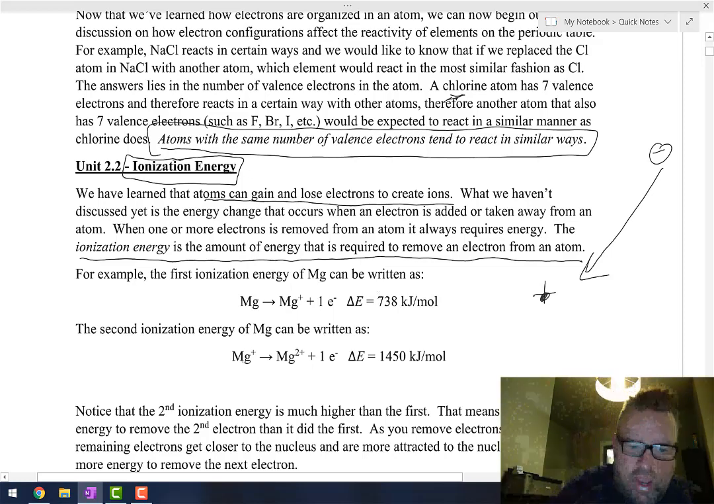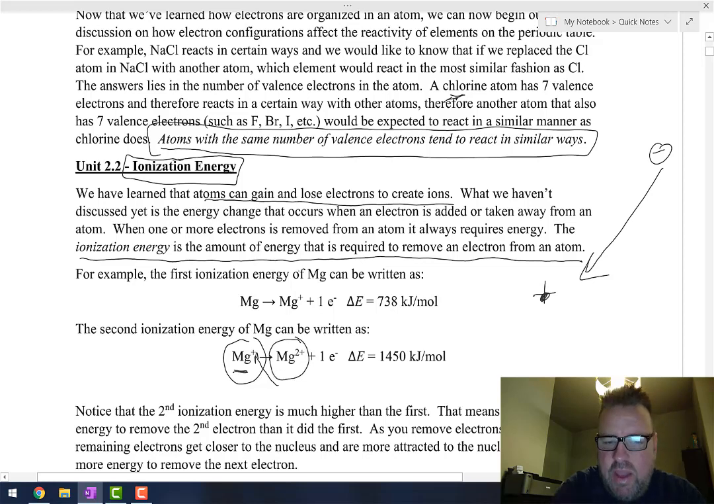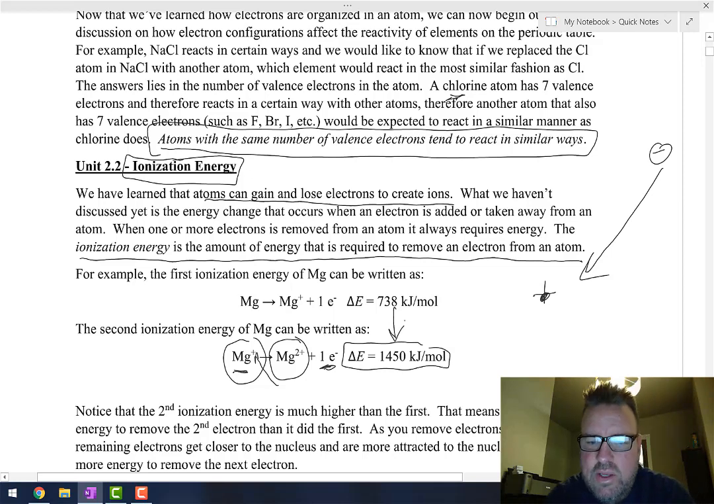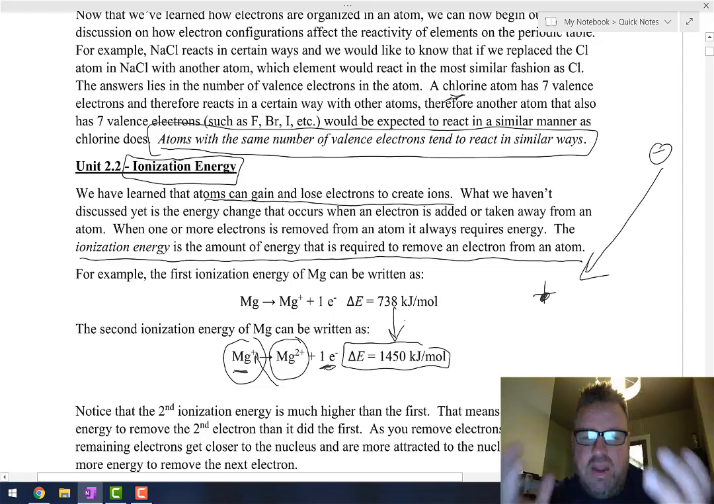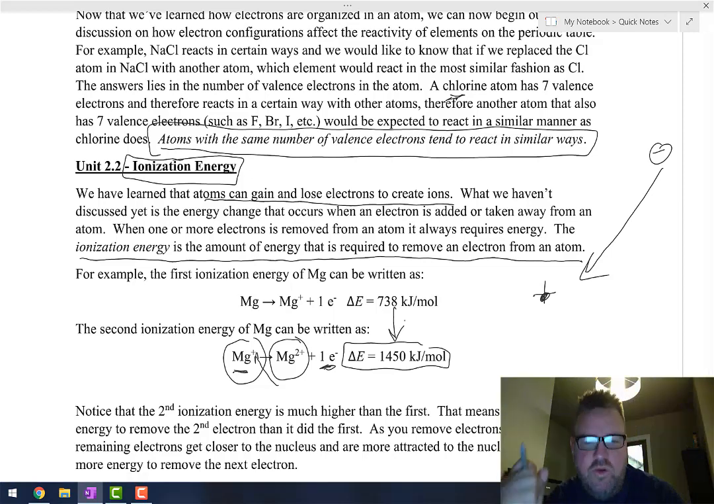And then now magnesium can lose another electron as well. So you start with magnesium already having lost one with its positive charge, and now it's going to lose another one to become Mg2 plus. And notice the change in the energy. Notice it goes up by quite a bit. Well, what does that mean? It means it takes more energy to remove the second electron than it did the first.